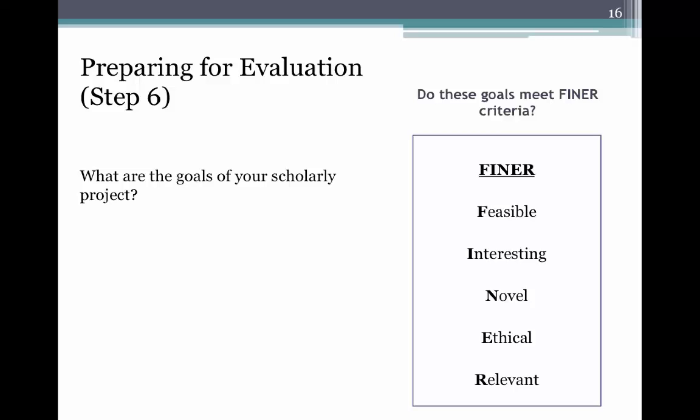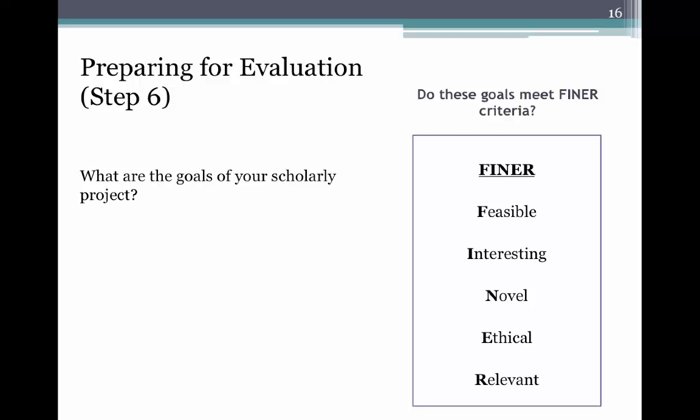Is the project feasible? Do you have the adequate time, funding, mentorship, and expertise to work on this project? Can the project be done within the time frame that you have? Is the project interesting? Are you passionate about it? Is it interesting to others in your field? Is it interesting to the governing bodies and other organizations who you have identified as stakeholders for your project?